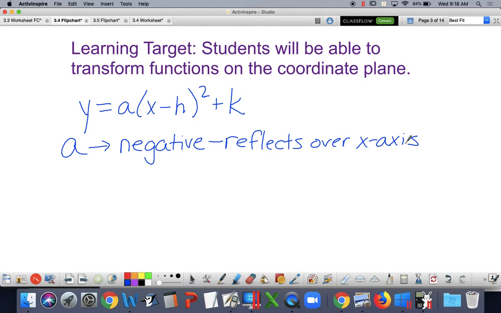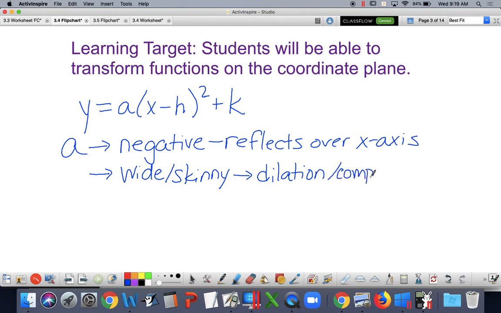All right, what was the other thing we noticed about A? What did that number 2 that we had out front do to my parabola? Look at the discovery activity when we changed it from 1/2 to 2. How did that change my parabola? I think it was the width. Yes, it would change how wide or skinny it was, right? In our math terms, we're going to call that a dilation or a compression.